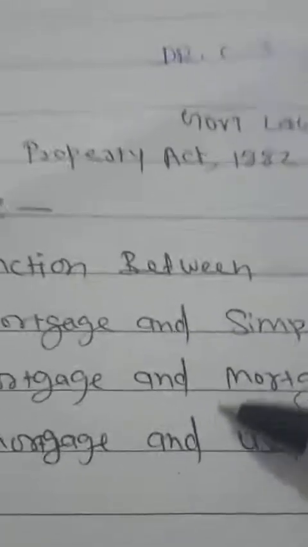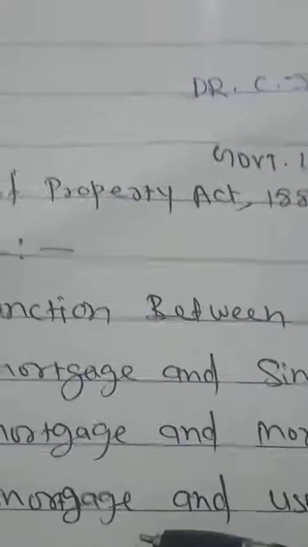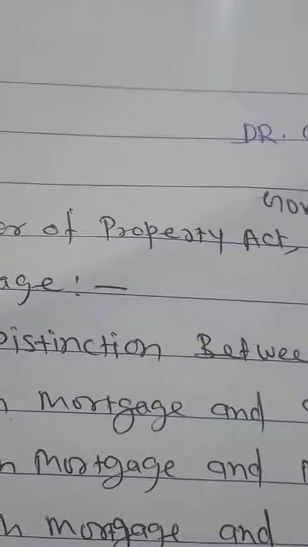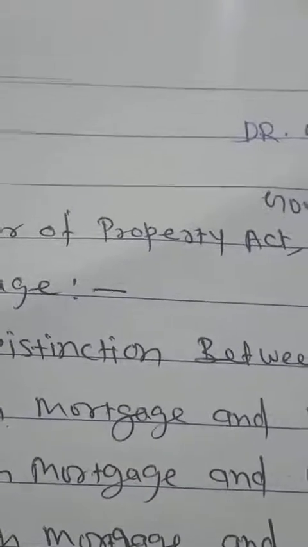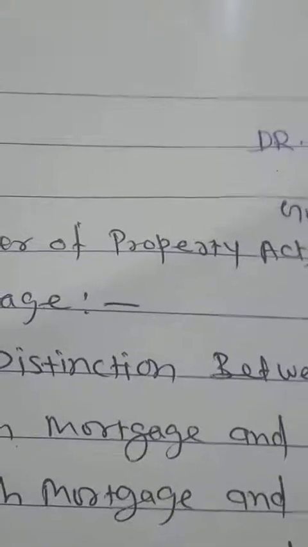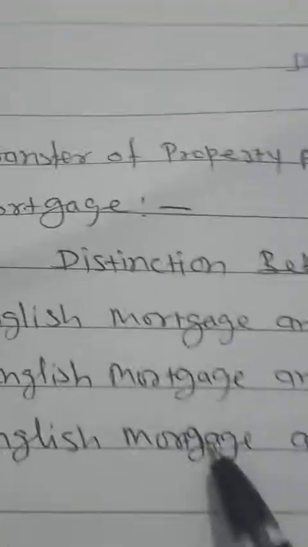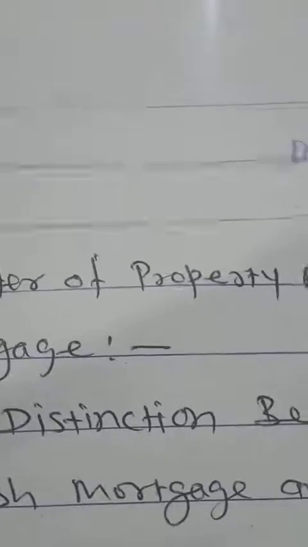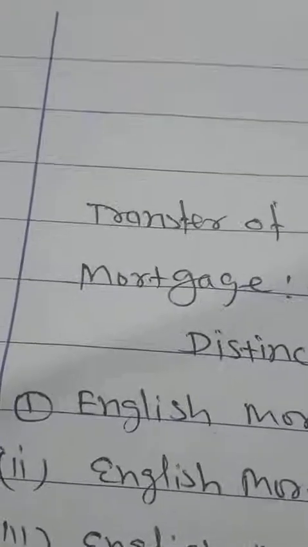Next, we will look at the distinction between English mortgage and simple mortgage. Simple mortgage and English mortgage are both very important for us to know. What is transferred to the mortgagee? Property is transferred absolutely to the mortgagee according to English mortgage. But in the Indian context, only the right of sale is transferred, not ownership and not the property.